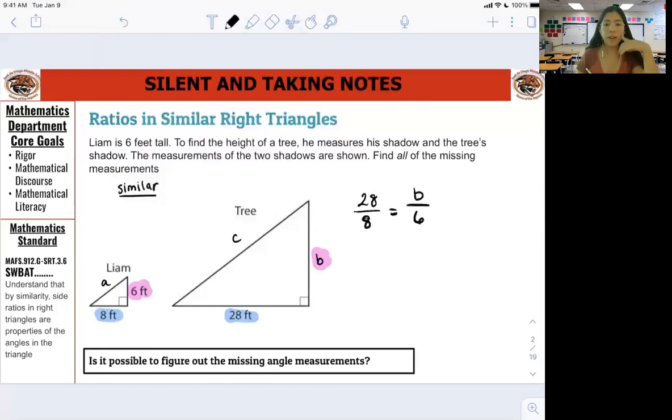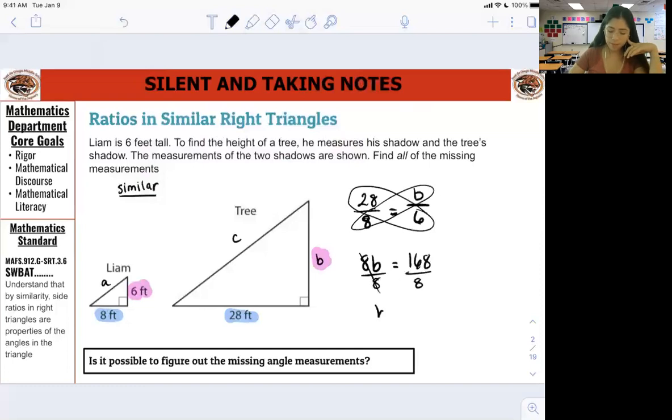Now we go ahead, what do I do now? Cross multiply. What's 28 times 6? 168 divided by 8. 21. So B is 21.